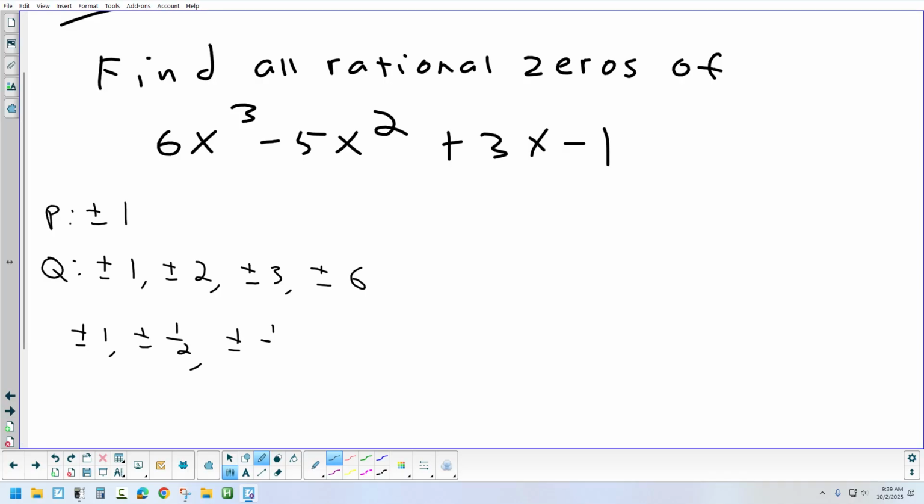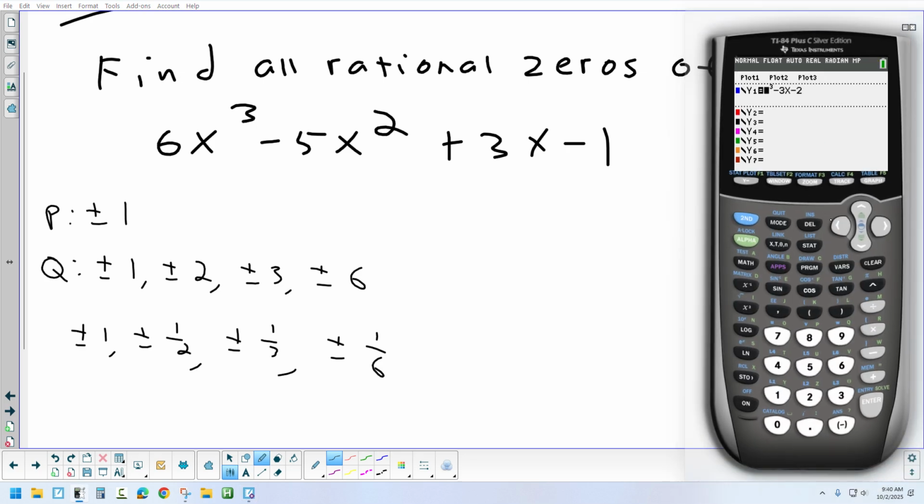1/2, 1/3, 1/6. So really, if it's going to be a rational root, I only need to look between -1 and 1. That's a very small area to check. And now I know that's all I need to check based on the theorem.